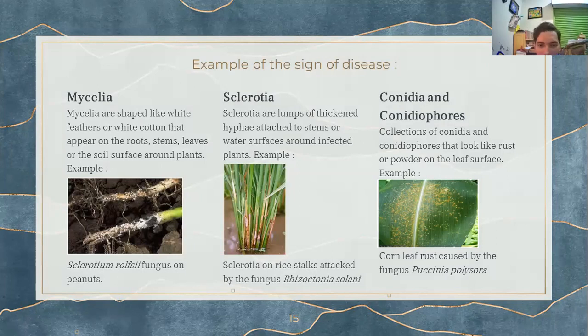Sclerotia are lumps of thickened hyphae attached to the stem or water surface around the infected plant. Example, sclerotia on rice stalk attacked by the fungus. And conidia and conidiophores. A collection of conidia and conidiophores looks like crust or powder on the leaf surface. Example, corn leaf rust caused by the fungus.